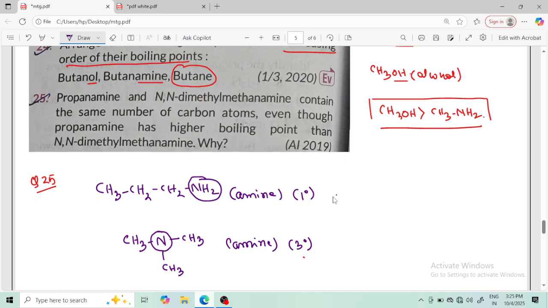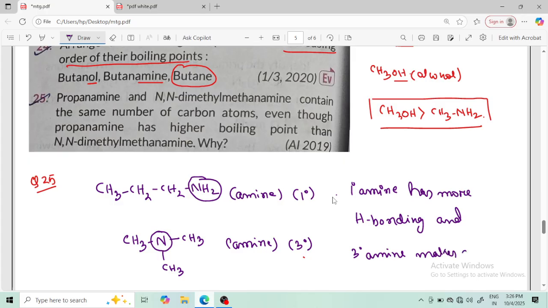Now they are asking what the reason is behind that, although the number of carbons is the same. Very simple: a 1 degree amine has more hydrogen bonding, and a 3 degree amine makes no hydrogen bonding. If you just write this reason, then it's more than enough. So that's the answer of question number 25. Clear?